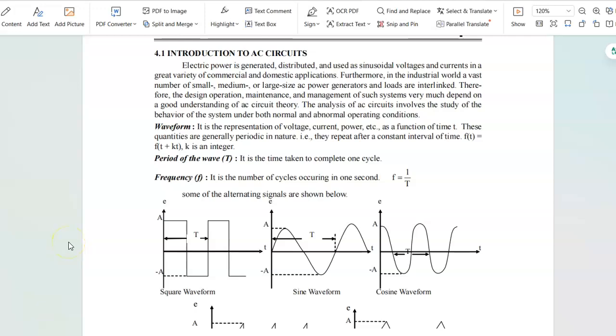Hi everyone, this video explains the basics of AC circuits.